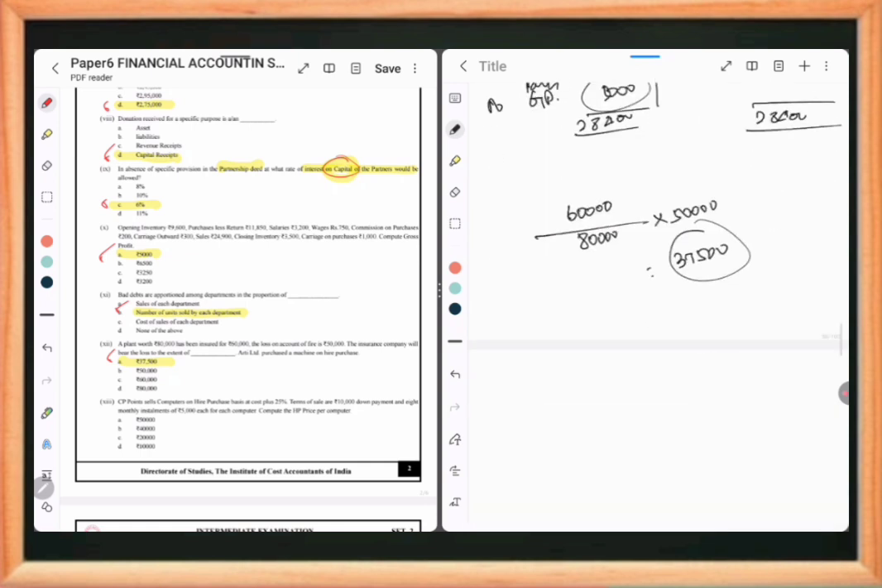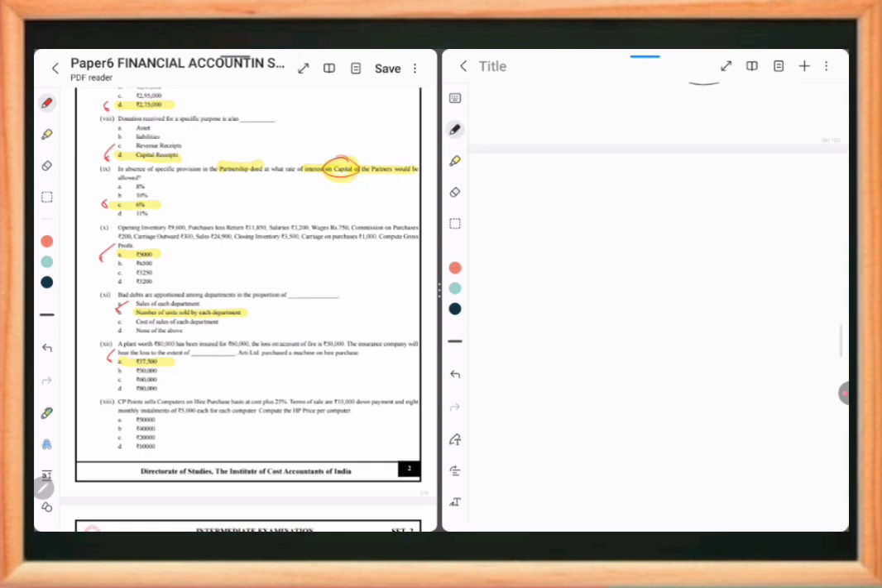And then next, CP Point sells computers on hire purchase at cost plus 25%. The terms of sale are 10,000 down payment and 8 monthly installments of 5,000 rupees each for each computer. Compute the HP price, hire purchase price.